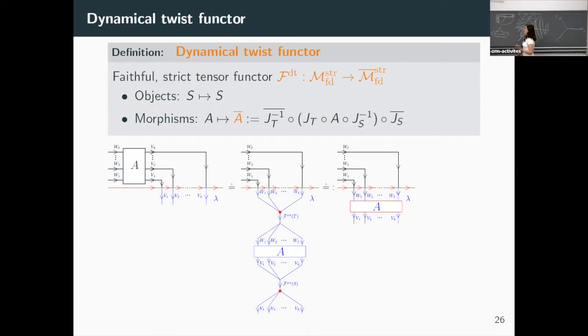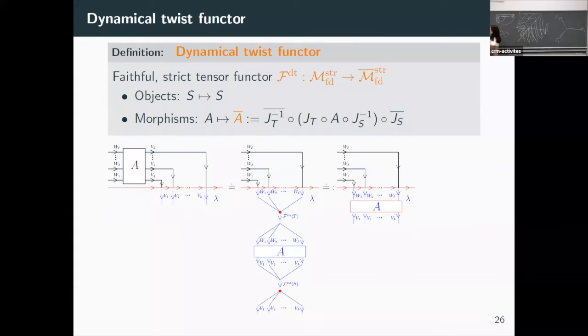If we have in fact any morphism A acting on the black strands, so acting on our finite dimensional modules, we can actually push this A through the red line. And what we get is this diagram that we have here, which we call the candy wrapper diagram, which is actually the dynamical version of this A.